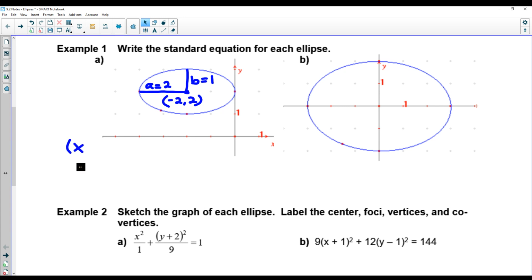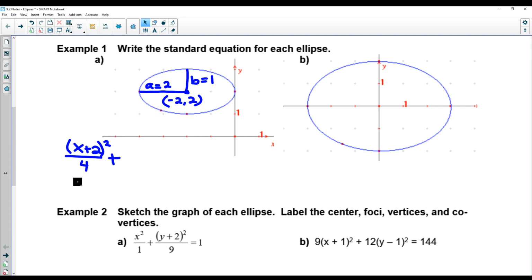So remember that you change the sign for the center when you come in and out of the equation. So it's going to be x plus 2 squared over my A value. Because it is stretched horizontally, my A value is going to go underneath of x. And it is A squared that goes here, not A. Okay, so it's x minus the x value of the center squared over the A value squared. That's what I got right there.